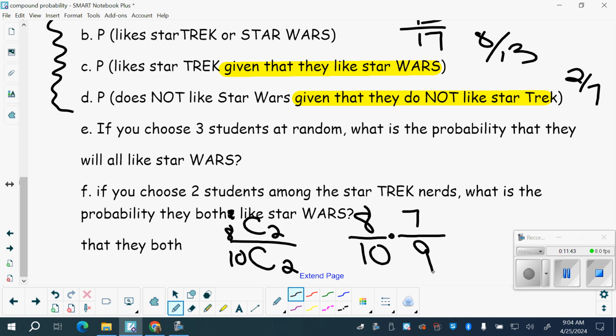I'm going to stop here. You can do E. I'm going to have you practice. We're going to practice and then we're going to walk. I'm going to come around and help.